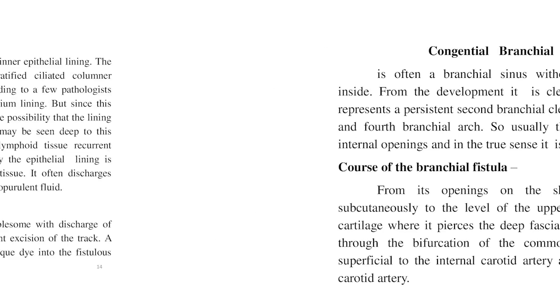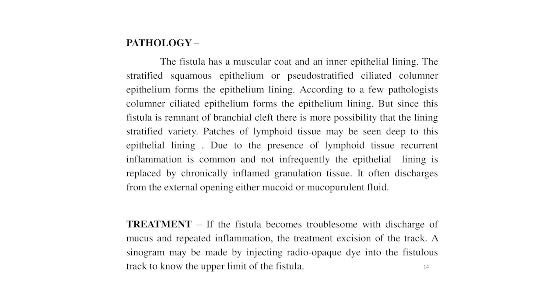Now the pathology of the branchial fistula: the fistula has a muscular coat and an inner epithelial lining. The stratified squamous epithelium or the pseudostratified ciliated columnar epithelium forms the epithelial lining. According to a few pathologists, columnar ciliated epithelium forms the lining. But since this fistula is the remnant of the branchial cleft, there is a greater possibility that the lining will be of the stratified squamous variety. Patches of lymphoid tissue may be seen deep to the epithelial lining.